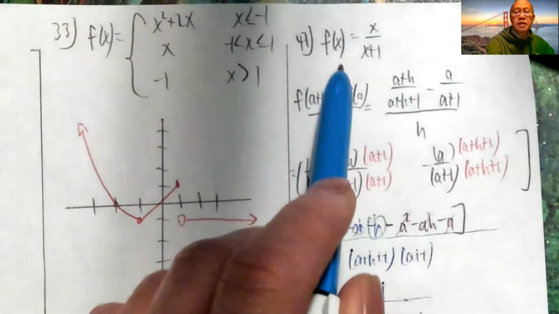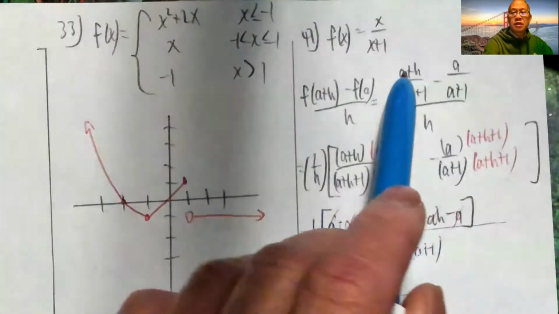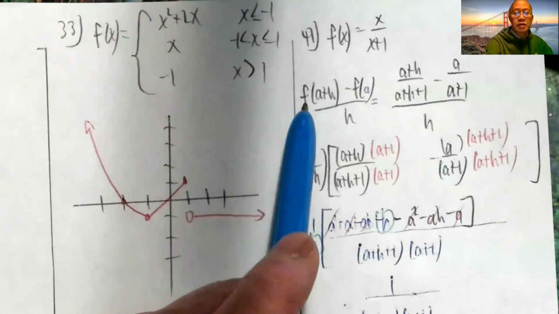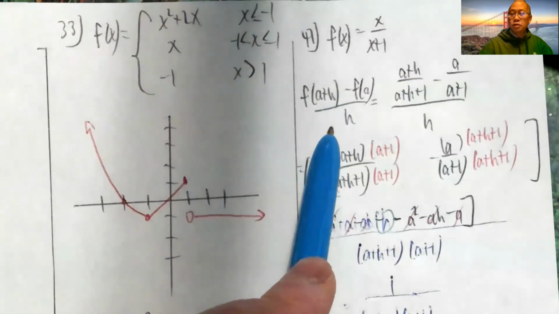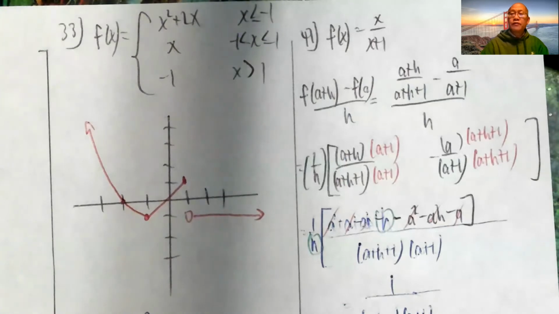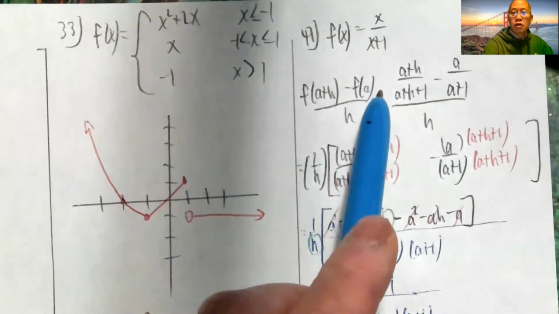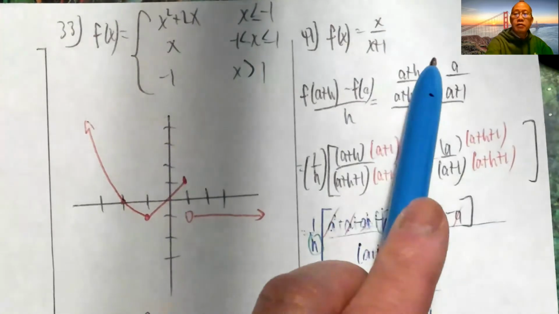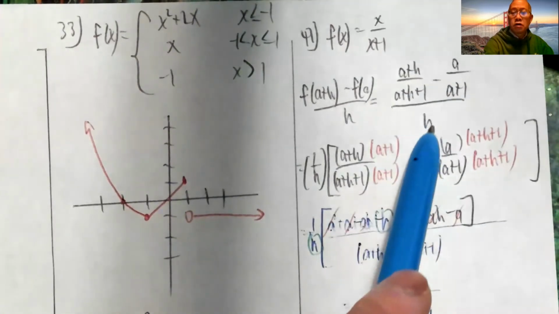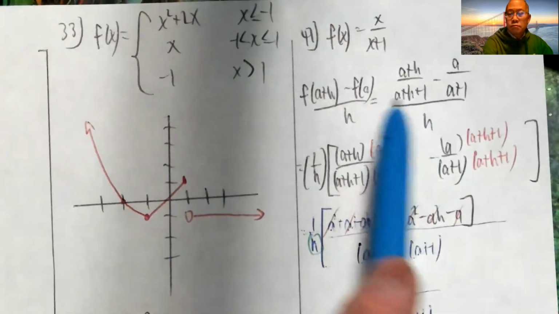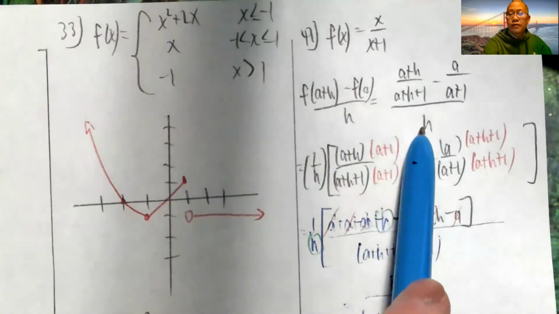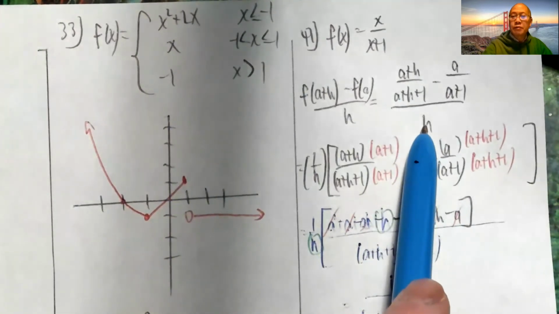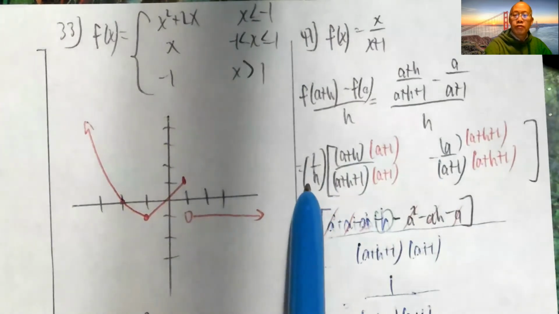Much harder is f of x equals x over x plus 1. And they're asking for f of a plus h minus f of a all over h. Okay, so f of a plus h, well, replace x with a plus h. So a plus h over a plus h plus 1 minus f of a, put a right there and there, a over a plus 1, all divided by h. This looks funny. Well, if I divide by h, it's the same as multiplying by 1 over h. So 1 over h.